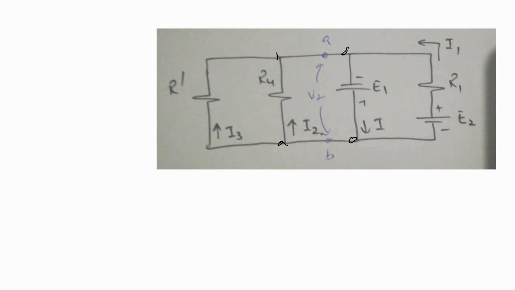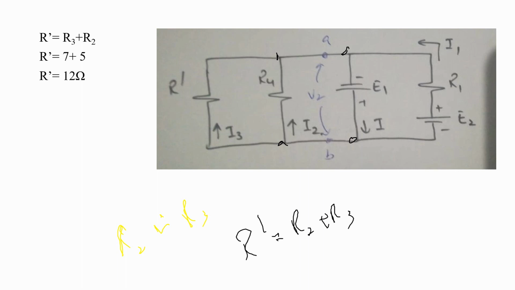From the previous circuit we can see that R2 is in series with R3. So we can write R prime is equal to R2 plus R3. By substituting the values of R2 and R3, we get R prime is equal to 12 ohms.